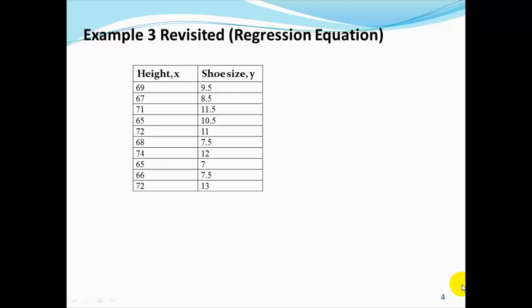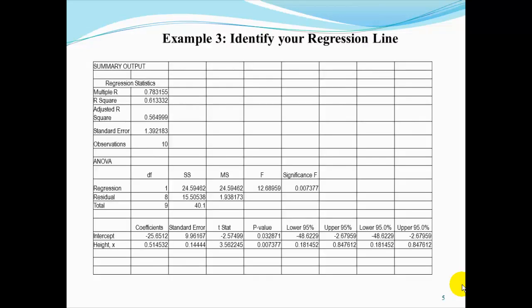After you have reviewed a tutorial on entering Microsoft Excel linear regression equation data, you should take our data from example 3 and enter it into Excel. Conduct a regression analysis, and your output should look as shown on this slide.